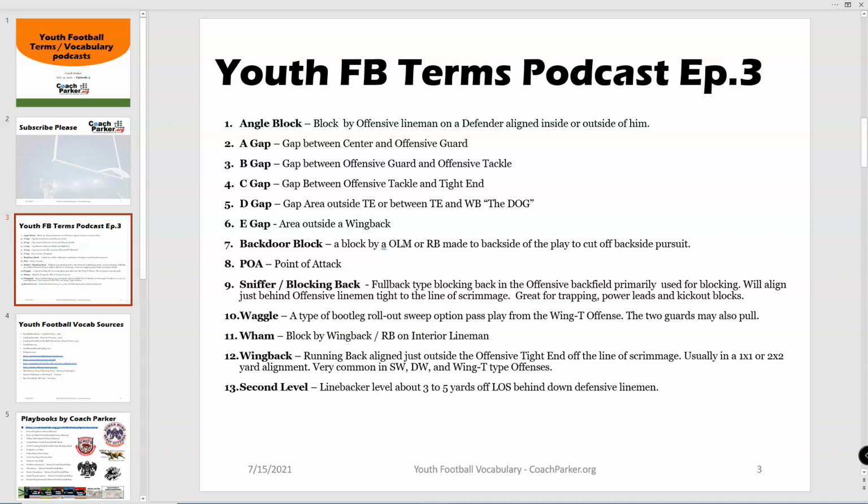What's an A gap? Well, that's the gap between the center and the offensive guard. There's an A gap on the left and an A gap on the right. It's used a lot for defensive purposes and offensive purposes. I use it a lot to call audibles and things like that and give them crazy names. So the next gap is a B gap, and that's the gap between the offensive guard and offensive tackle. The C gap is between the offensive tackle and the tight end.